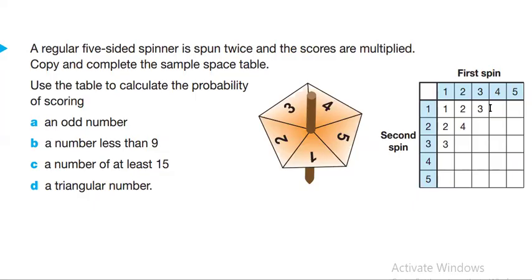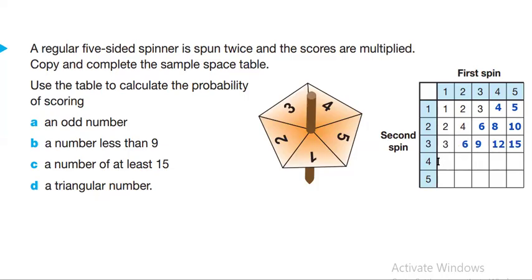Here, let's use this. So first, 1 times 1, 2 times 1, 3 times 1, and then 4 times 1, which is 4, and 5 times 1, which is 5. Now we multiply by 2. So 1 times 2, 2 times 2, 3 times 2, which is 6. So we're multiplying. Focus on the questions and what they need. 4 times 2 is 8, and 5 times 2 is 10. Now the next ones, 3 times 1 is 3, 3 times 2 is 6, and then 3 times 3 is 9, 3 times 4 is 12, and 3 times 5 is 15.